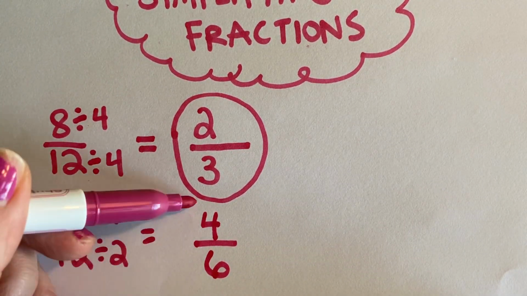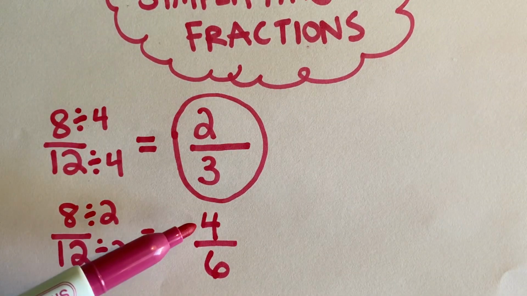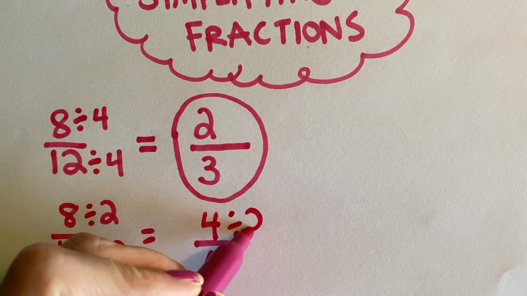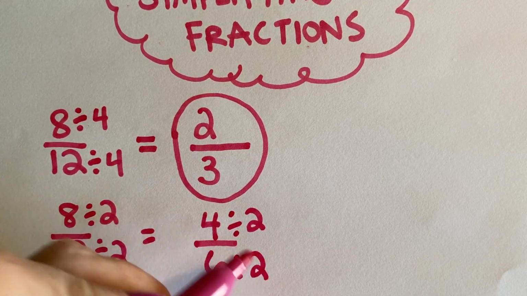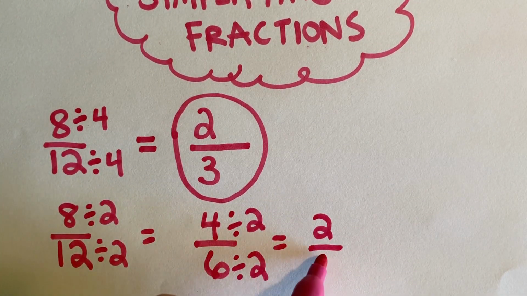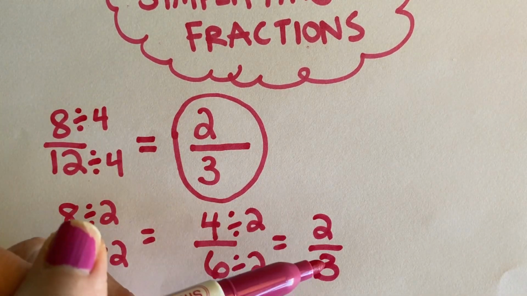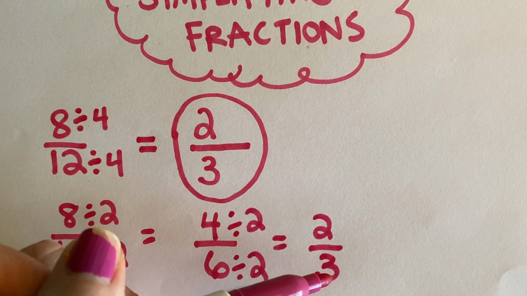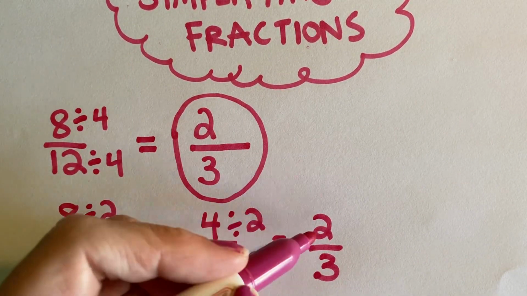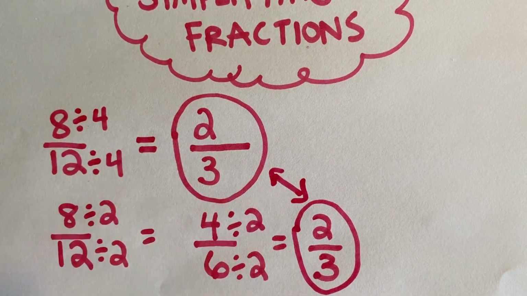You have to look at that answer and ask yourself, can I go any further? Well, you're left with these two even numbers, so you could definitely divide by 2 again. And 4 divided by 2 is 2, and 6 divided by 2 is 3. And of course, 2 and 3, the only number you could divide both of those by is 1. And dividing by 1 isn't going to change the look of 2/3, so we'll end there. And you can see that you're going to get the same answer either way.